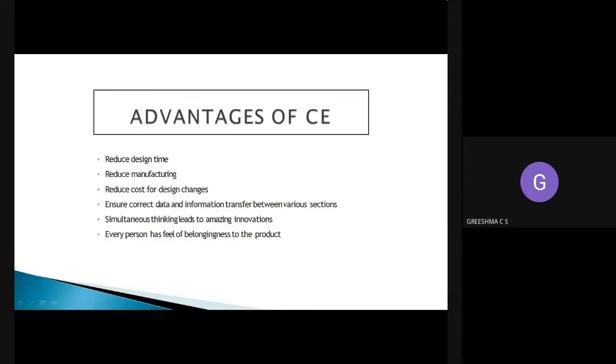Next is simultaneous thinking leads to amazing innovations. So this can sometimes lead to amazing innovations. Likewise, as I'm telling, microbial concrete is actually a recent development which has occurred. In our country we are not using it because our country is still in a developing mode, but the investigation is still going on.